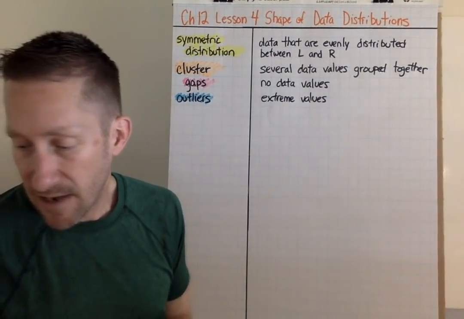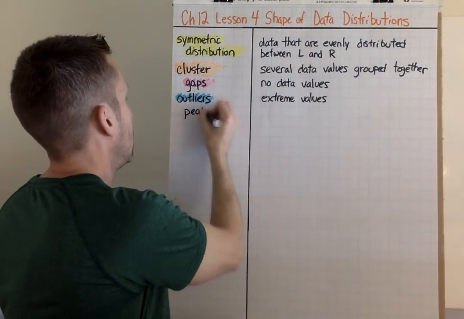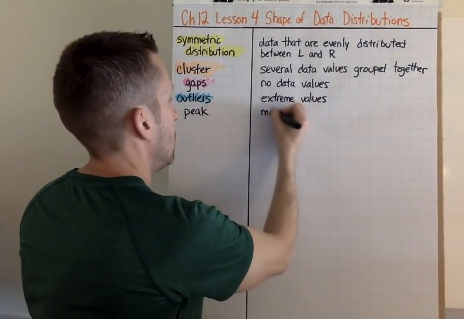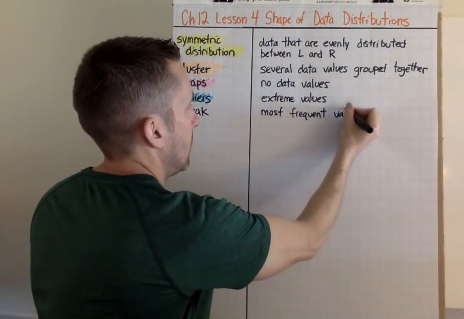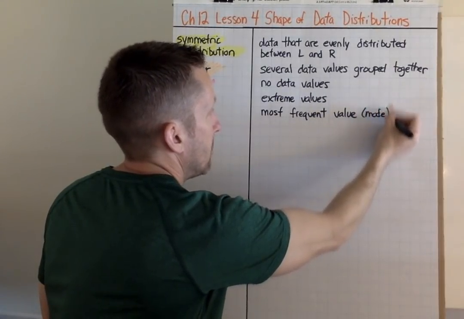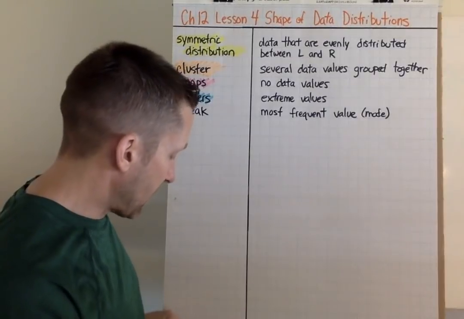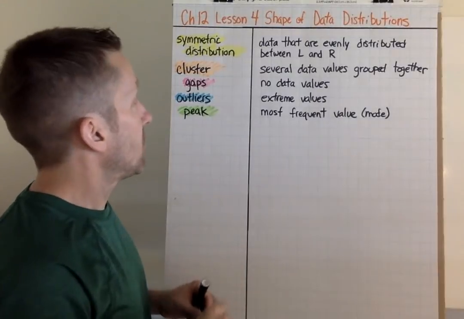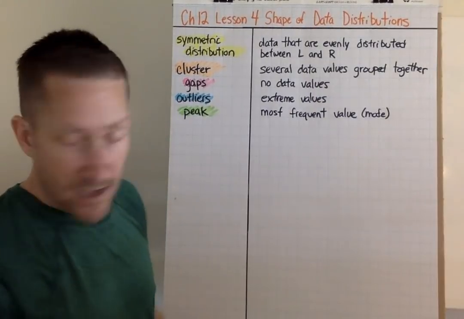Another way we can talk about data is a peak in your data. And the peak is the most frequent value, also known as the mode. Now, some distributions you can tell the peak and some you can't, and we'll talk about that in a little bit. So different color, I'll go green. So these are all key words that we're going to use today to talk about your distribution of data.